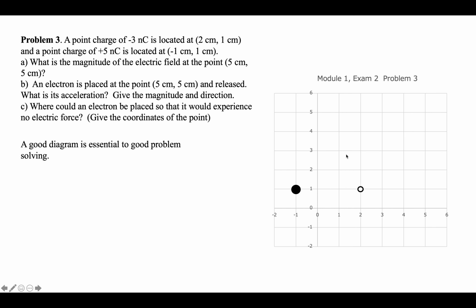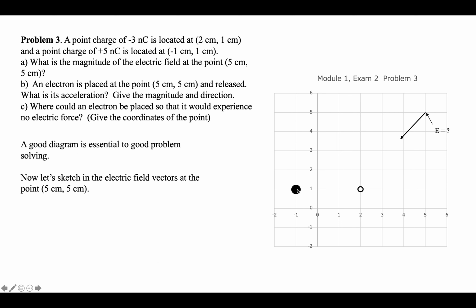We want to know the electric field way over here, 5 centimeters, 5 centimeters. What's the field at this point? Let's sketch the electric field vectors. This is a negative charge, minus 3 nanocoulombs. It's closer than this one. It's going to produce a field towards it because it's negative. So we can just put a line here to represent that electric field vector.